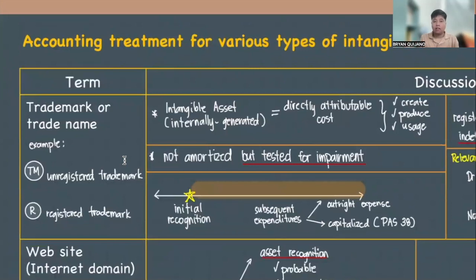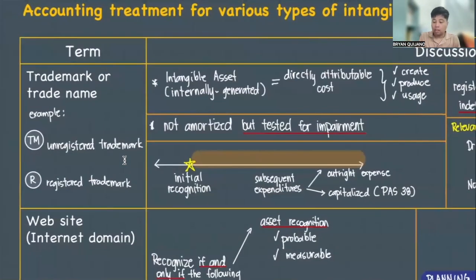For the internally generated trademark or trade name, what you're only going to record is the directly attributable costs that are related to the creation, to the production, or for the usage of the intangible asset. But take note that unlike with other kinds of intangible asset, trademarks are not to be amortized but tested for impairment. Therefore, you can say that the trademark is an example of an intangible asset that will have an indefinite useful life.